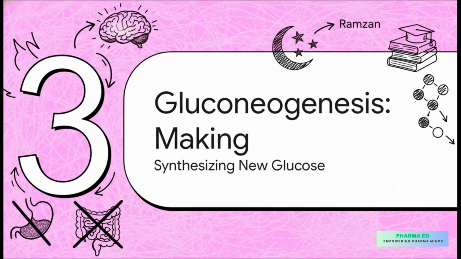Okay, so what happens if you're fasting? Maybe for an exam, or you're just skipping a meal, and you have no glucose coming in from your food. The body can't just stop working, right? And our brain especially is a total glucose addict. It needs a constant supply. So this is where the body has to get smart and make its own glucose.